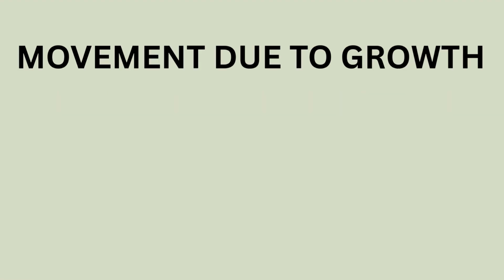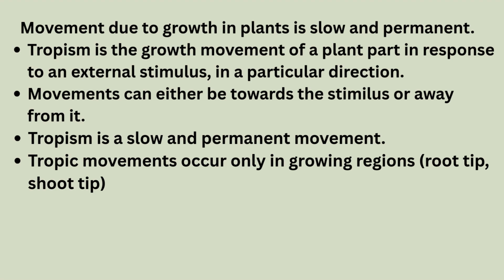The movement due to growth. Another type of movement happening in the plant body is due to growth. Movement due to growth in plants is slow and permanent. Tropism is the growth movement of a plant part in response to an external stimulus in a particular direction. Movements can either be towards the stimulus or away from it. Tropism is a slow and permanent movement.